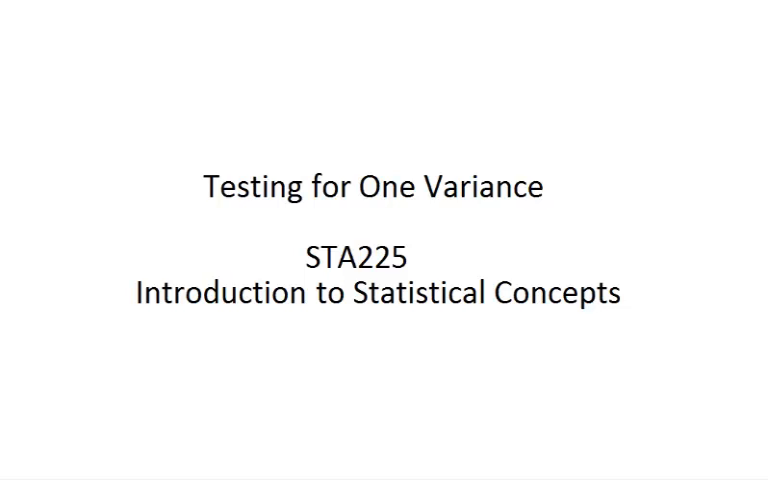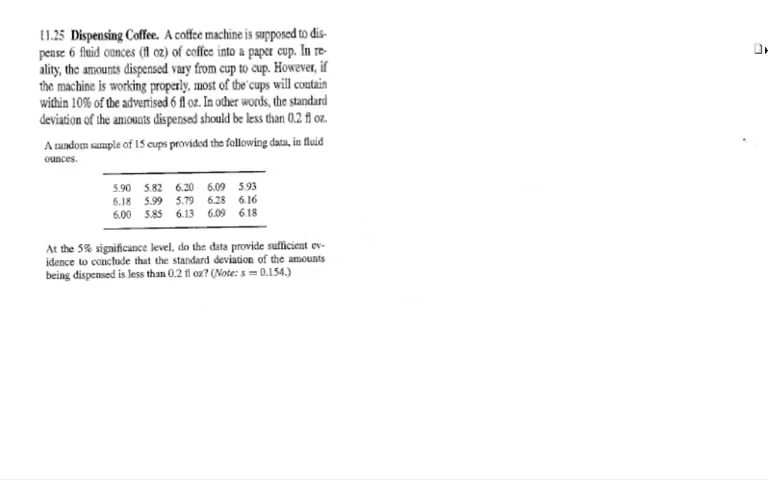In this video, we're going to take a look at testing for one variance. In our question it reads, a coffee machine is supposed to dispense 6 fluid ounces of coffee into a paper cup. In reality, the amounts dispensed vary from cup to cup. However, if the machine is working properly, most of the cups will contain within 10% of the advertised 6 fluid ounces. In other words, the standard deviation of the amounts dispensed should be less than 0.2 fluid ounces.